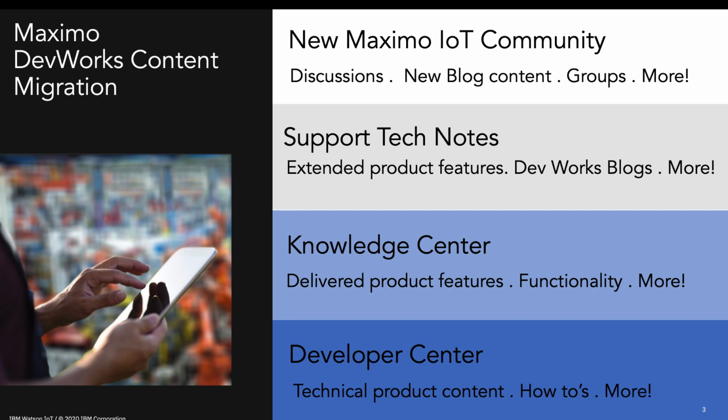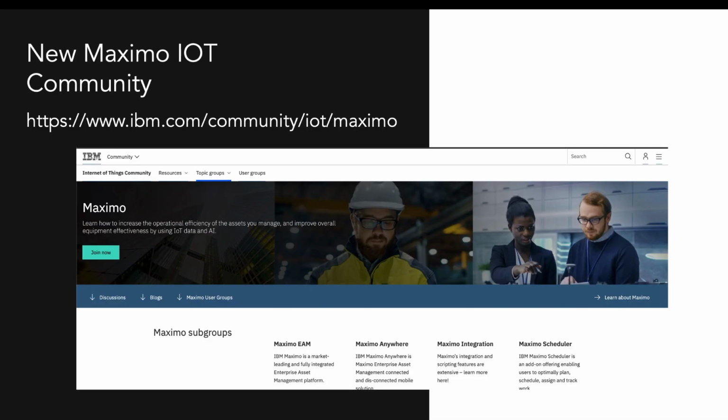Well, let me talk through each one of these, and then we'll actually have a demo where I'll show them to you. Starting with the new Maximo IoT Community, and you can see the URL to access this right here. Within the Maximo IoT Community, there's a number of sub-communities that you'll see here. Maximo EAM, Anywhere, Integration, and Scheduler. So to find information specifically on Maximo EAM, you would go to this subcommunity, Anywhere, Integration, or Scheduler.